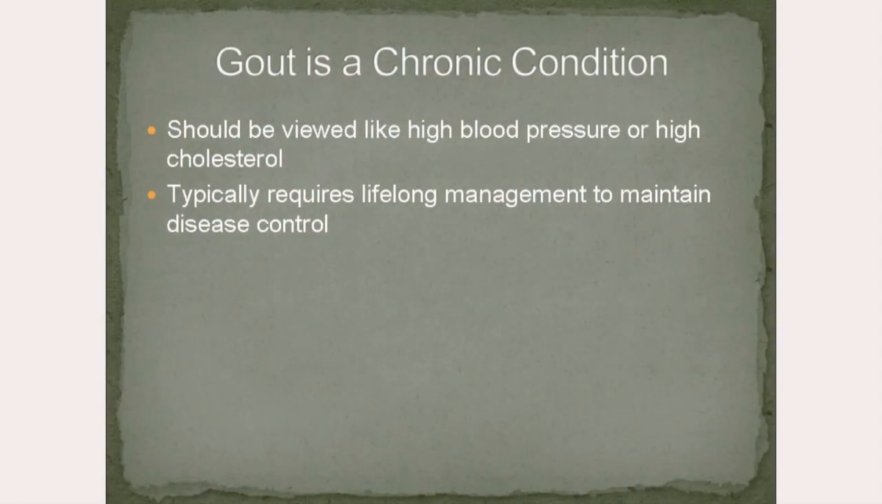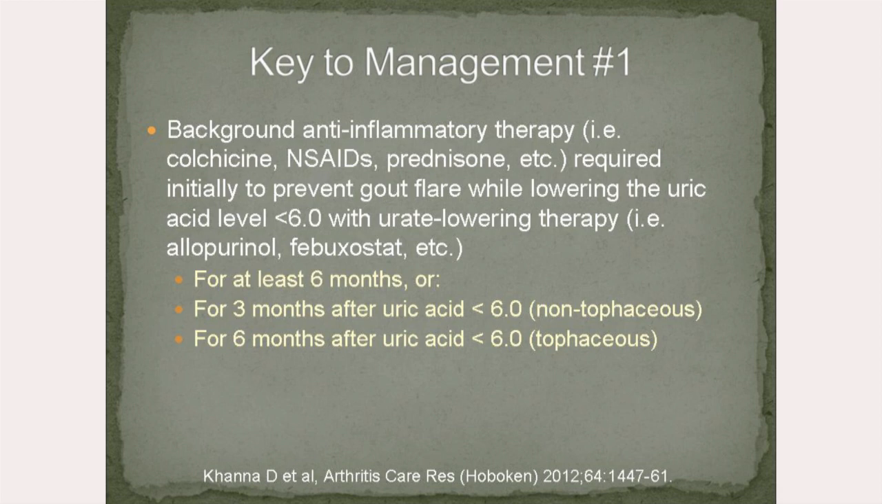So as I mentioned, gout is a chronic condition. We treat it chronically, just like high blood pressure, high cholesterol. And so this is a recurring point of misunderstanding, I want to focus on this one last time. One of the keys to managing this condition is that you need a background anti-inflammatory, like I mentioned, colchicine, nonsteroidals, prednisone if somebody doesn't have good kidney function, to prevent the gout flare while we're lowering the uric acid. And this can be done for at least 6 months, so let's say we get your uric acid down after a month to the level we want, okay?